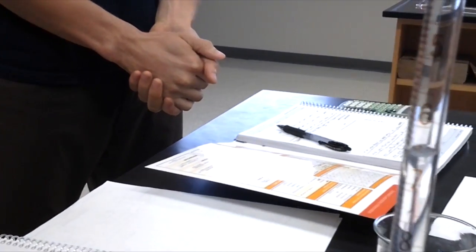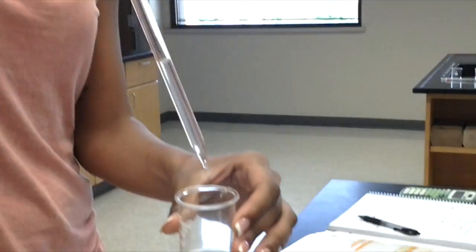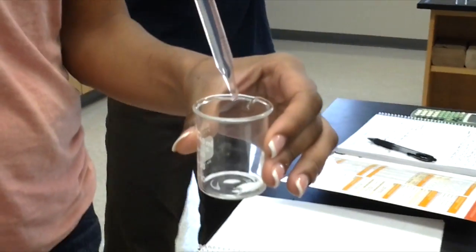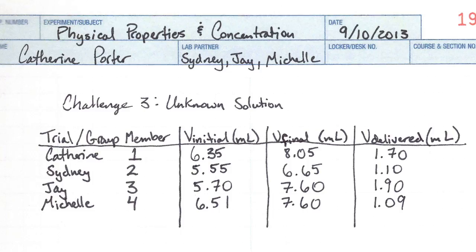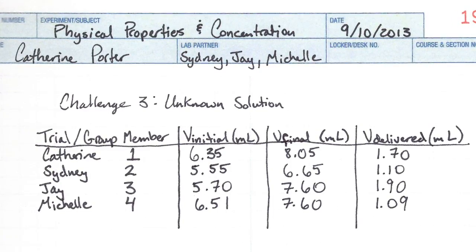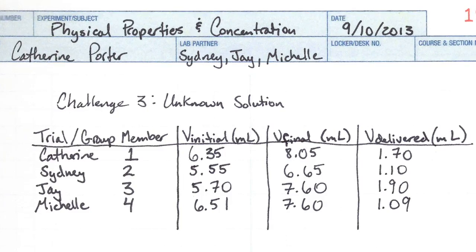Finally, Michelle tried her hand at the pipette. She drew 6.51 milliliters of solution, delivered an amount to the beaker, and read a level of 7.60 milliliters. The quantity she delivered was 1.09 milliliters. We recorded all of our results and calculations in our notebooks for later reference.